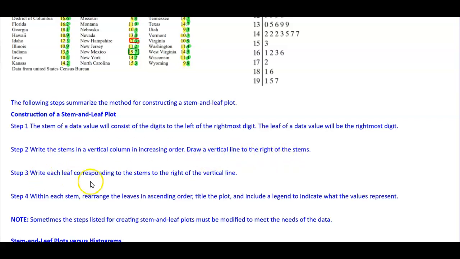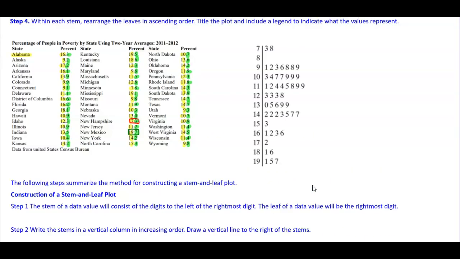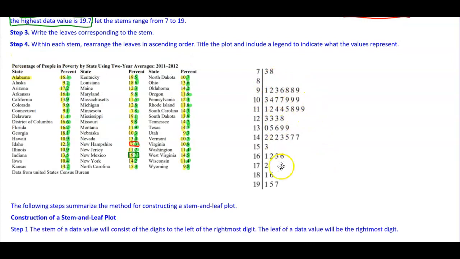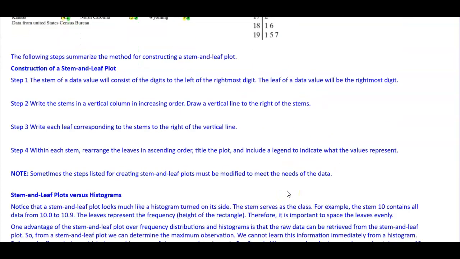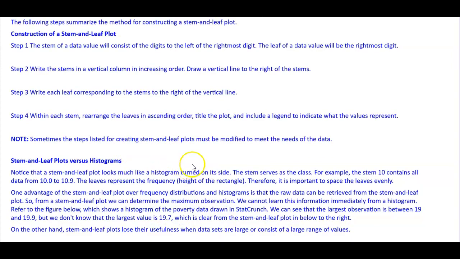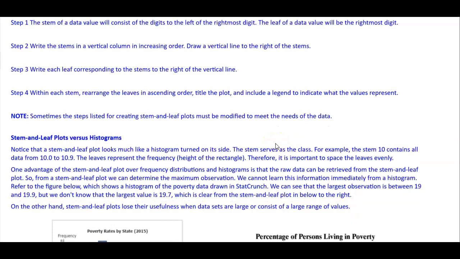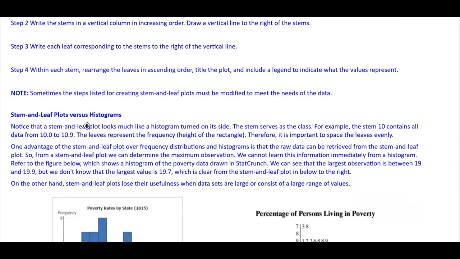Step 3, you write each leaf corresponding to the stems to the right of the vertical line. Step 4, within each stem, rearrange the leaves in ascending order, title the plot, and include a legend to indicate what the values represent. So if you look here, here is the particular stem and leaf plot. Now sometimes the steps listed for creating stem and leaf plots must be modified to meet the needs of the data. So stem and leaf plots versus histograms.